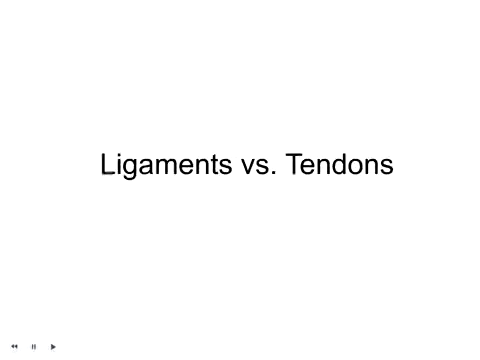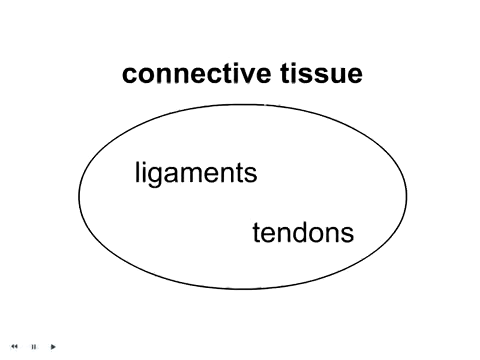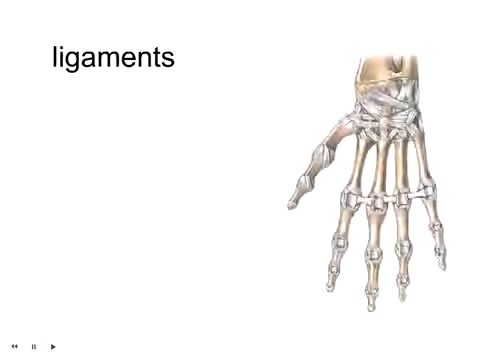All right, we got to make sure that you understand the difference between ligaments and tendons. Now, ligaments and tendons are both part of the skeletal and muscular systems. Ligaments and tendons are connective tissue. Okay? That means they connect things together. What do they connect together? Well, let's find out. First, we'll start with ligaments.